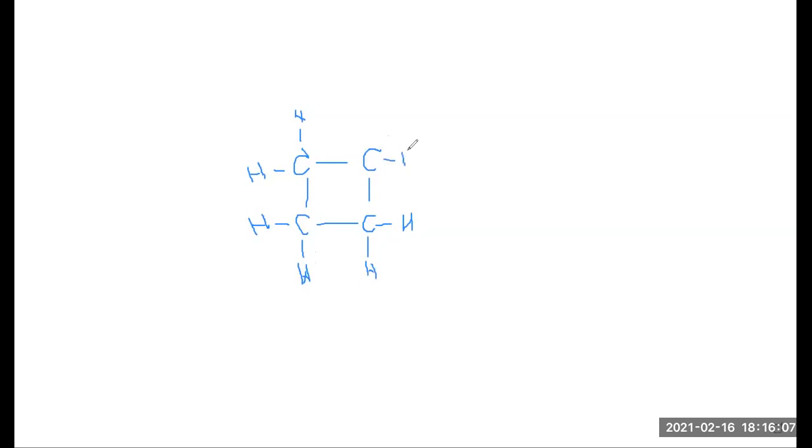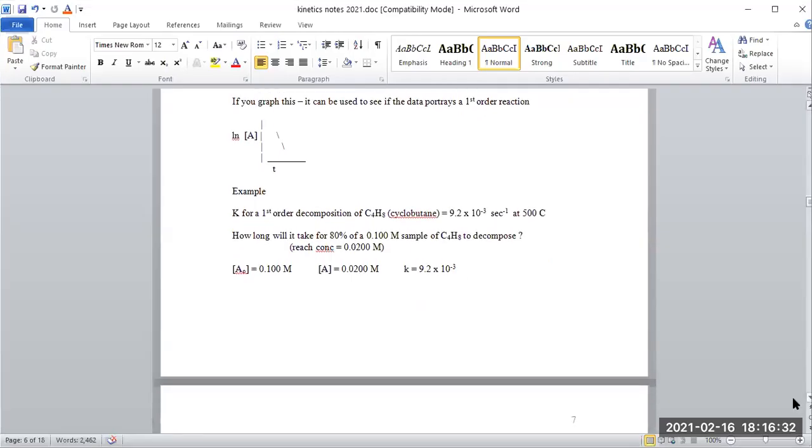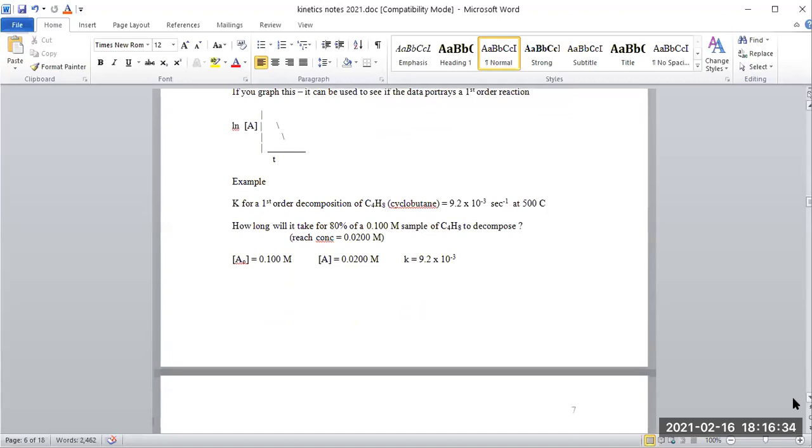I hate using my touchpad to do this. It's super annoying. Anyway, this is your cyclobutane molecule. It's really rigid. It's also not completely stable. Hence why when we look at it here, it says decomposition. If you heat it up a little bit, because 500 Celsius is fairly hot, you can get it to start falling apart. So I have a K value for this.